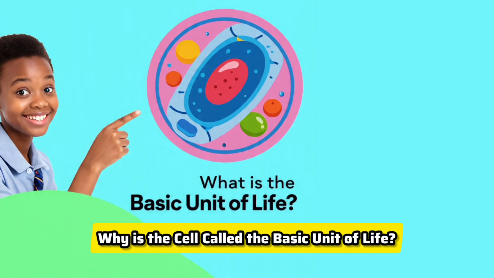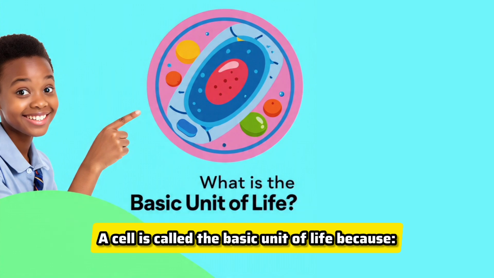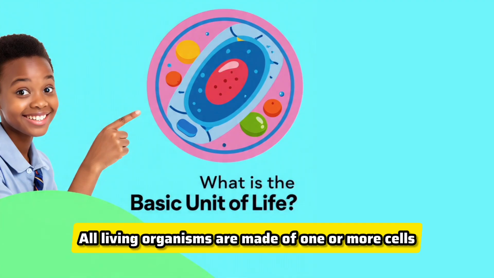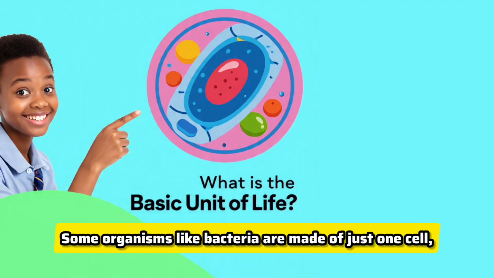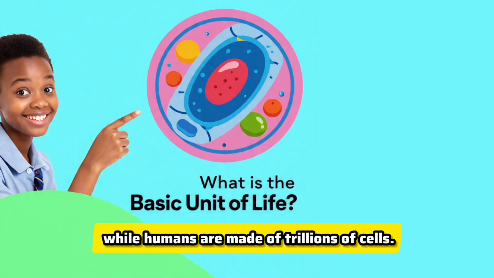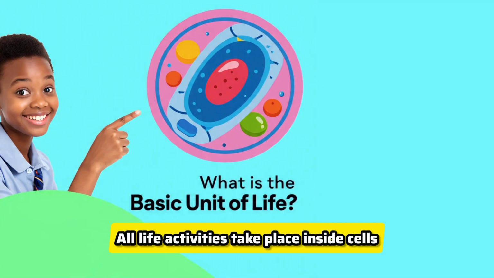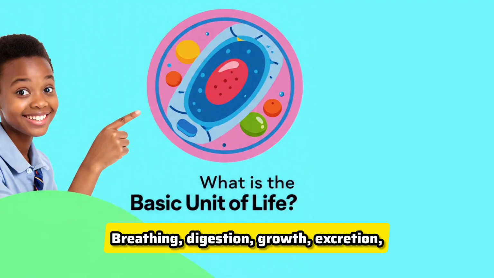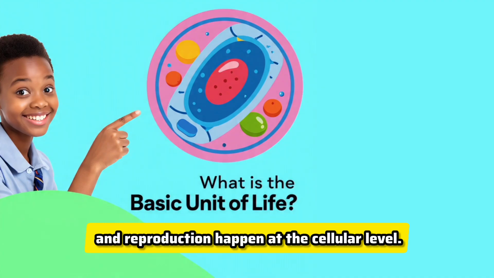Why is the cell called the basic unit of life? A cell is called the basic unit of life because all living organisms are made of one or more cells. Some organisms, like bacteria, are made of just one cell, while humans are made of trillions of cells. All life activities take place inside cells. Breathing, digestion, growth, excretion, and reproduction happen at the cellular level.